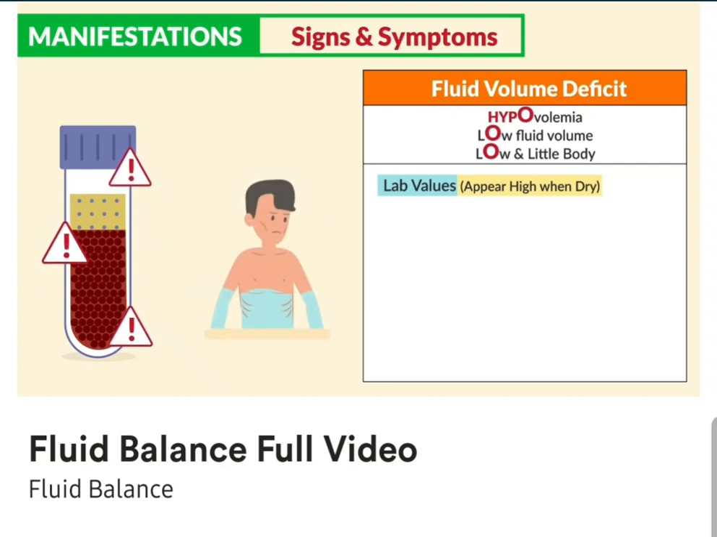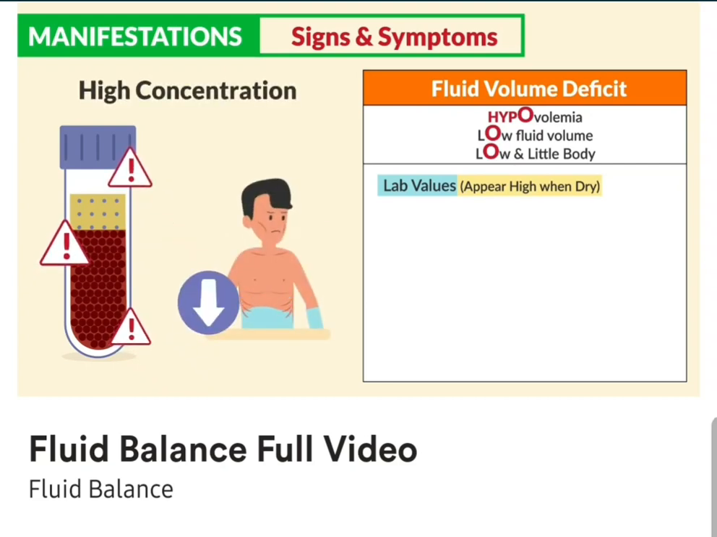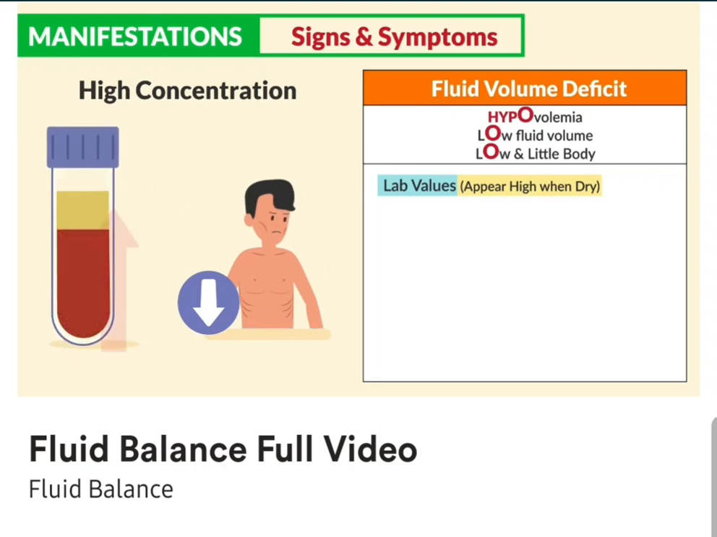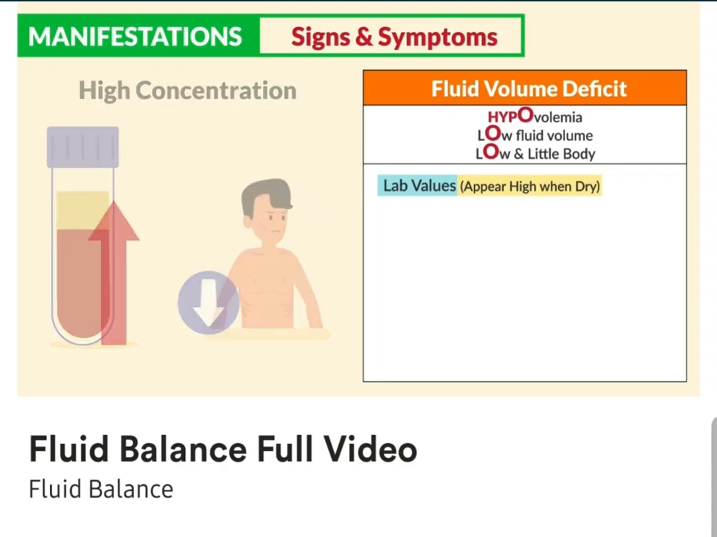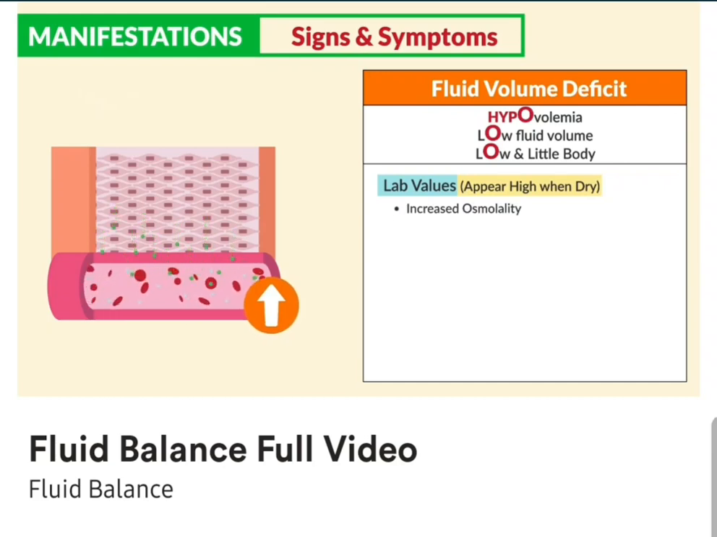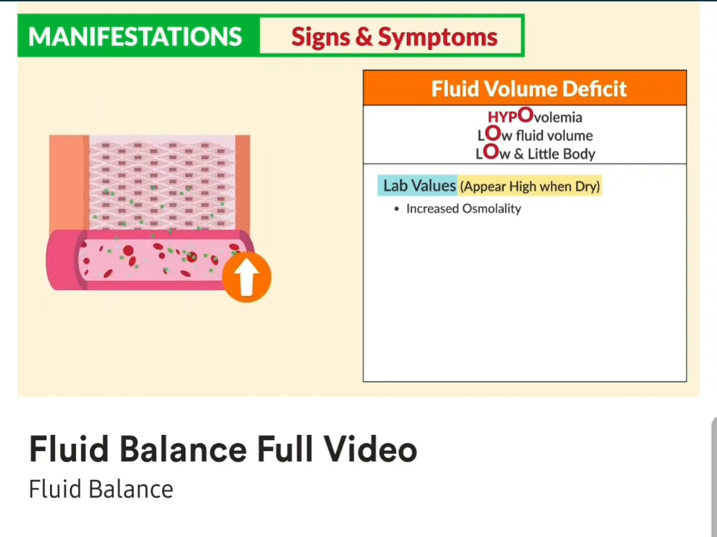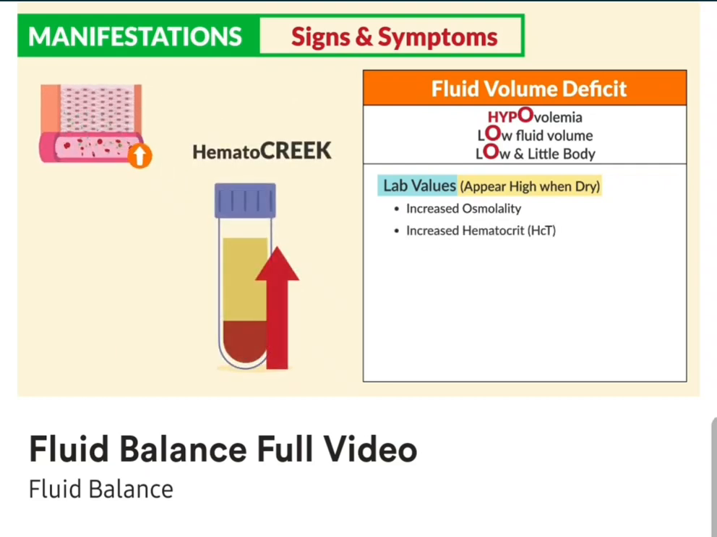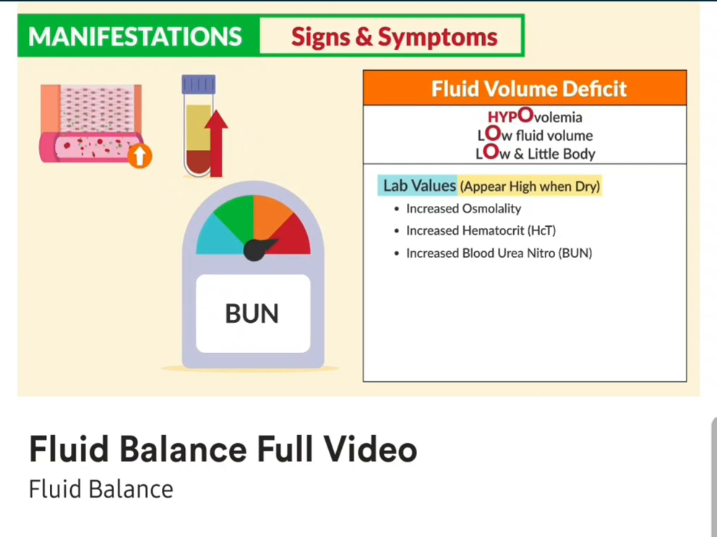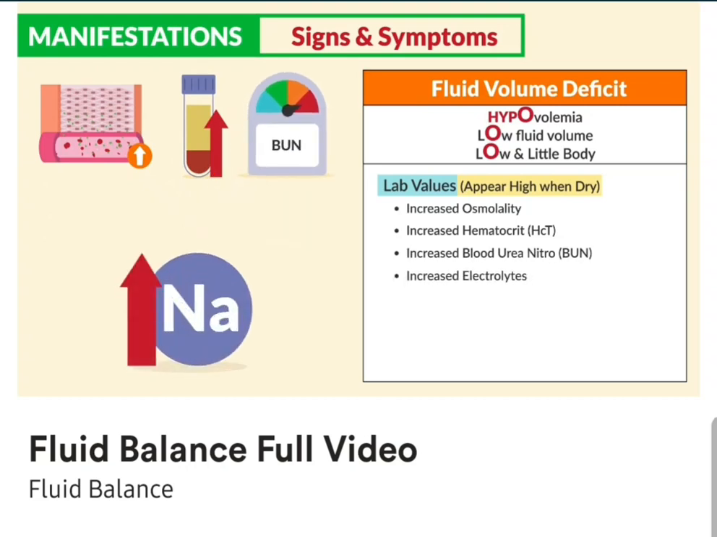So think of the rhyme. Hemoconcentration is an indication of dehydration. When the body is dry, the labs appear high. So naturally, we see an increased osmolality, increased thickness of blood. Again, just think the blood is turned to mud. We also see an increase in hematocrit, as well as increased BUN and increased electrolytes.